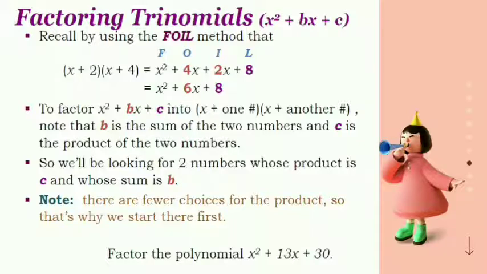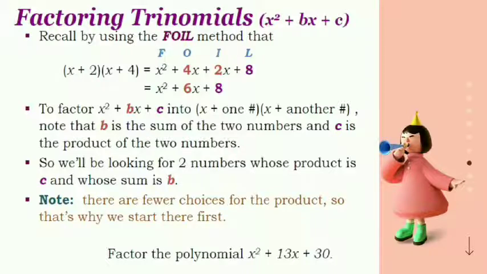To factor x squared plus bx plus c into x plus one number multiplied by x plus another number, note that b is the sum of two numbers. In this case, we have 4 and 2. And c is the product of the two numbers. So we'll be looking for two numbers whose product is c and whose sum is b. There are fewer choices for the product, so that's why we start there first.